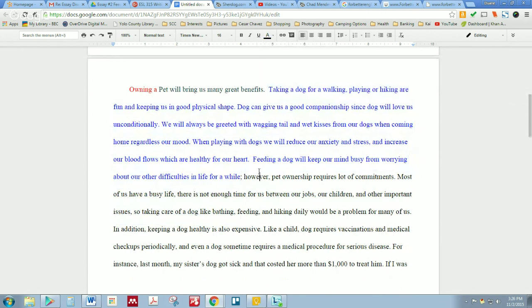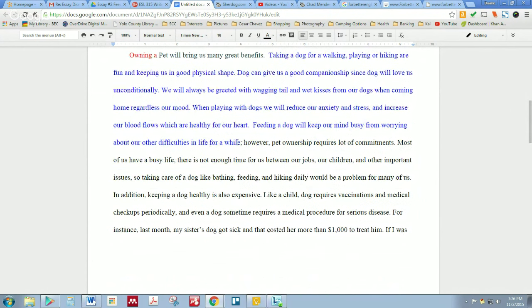What I want to point out here is she talks in general good things about a pet, very focused on her topic sentence. But then there's a however in the middle of a paragraph. When you use however, it contrasts the last point. So it contrasts feeding a dog. But actually, she's contrasting this topic sentence.